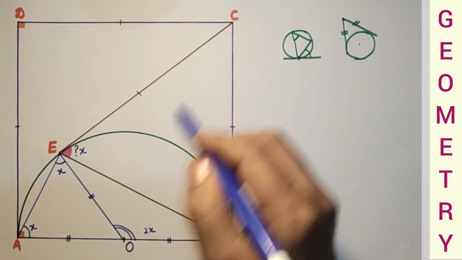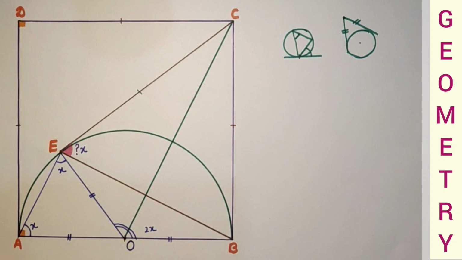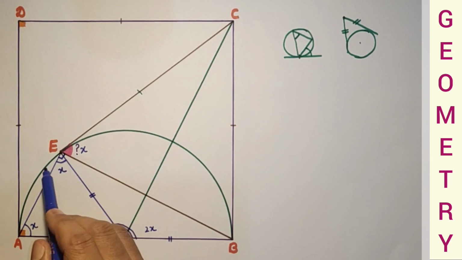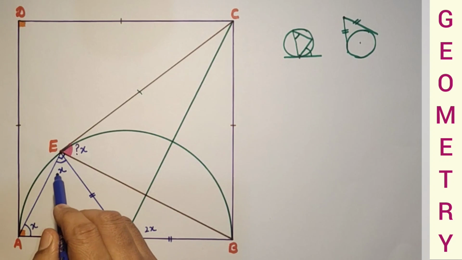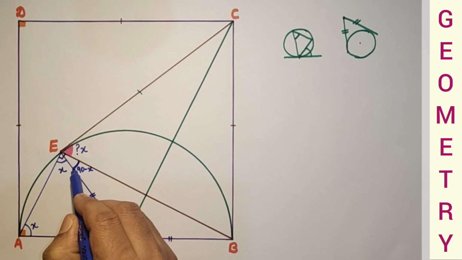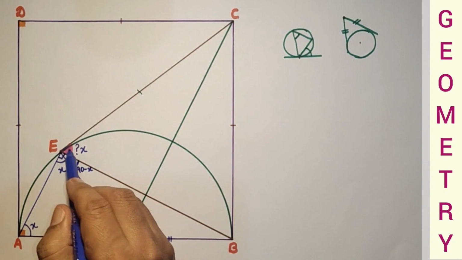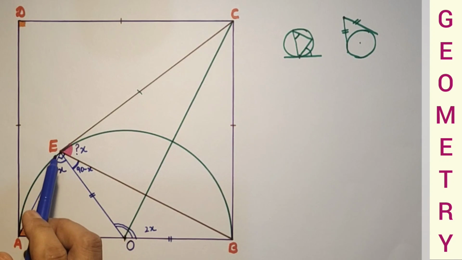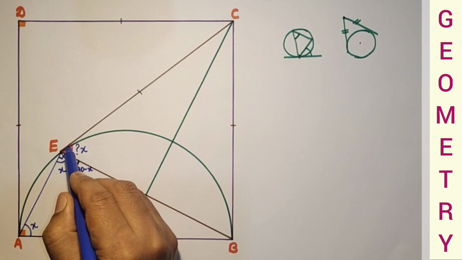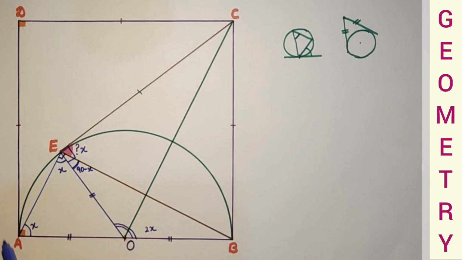If we join OC, this angle AEB is the angle subtended by the diameter. That means the angle of a semicircle, which is 90. This thing is 90. This part only is 90 minus x. This is 90 minus x and this is x. We have already assumed it. So the sum of these two will be 90 minus x plus x. This is 90. This angle is 90. And this angle is 90.